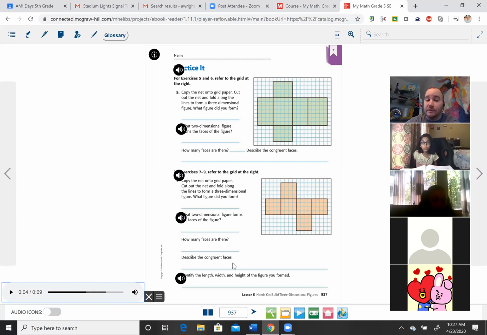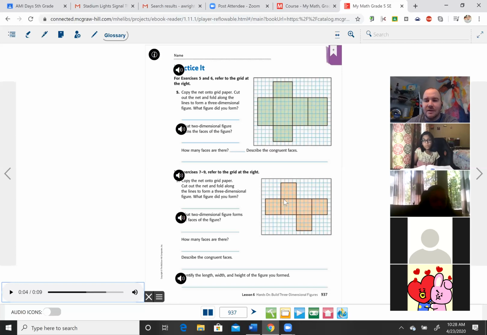Describe the congruent faces. They're all congruent, which is correct. I would have just said they're all 4 by 4 squares. That's how my description would have gone, because I would have just counted 1, 2, 3, 4, 1, 2, 3, 4.